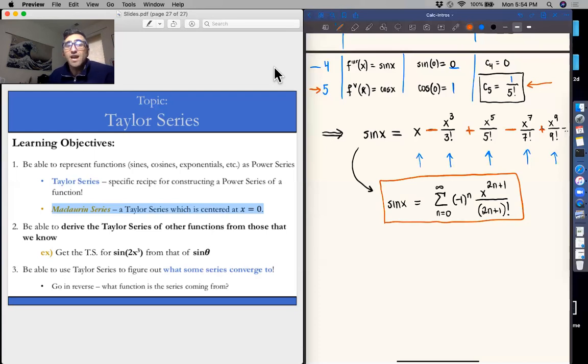Cosine of x is going to work out very, very similar, except if you remember, cosine of x only preserves the even powers. So rather than have the odd powers in it, cosine managed to snag only even powers. So we have x's raised to powers of 2n, and we have 2n factorial in the denominator. So if we write out the first couple terms, this will be 1 minus x squared over 2 factorial plus x to the 4th over 4 factorial, and so on and so forth.